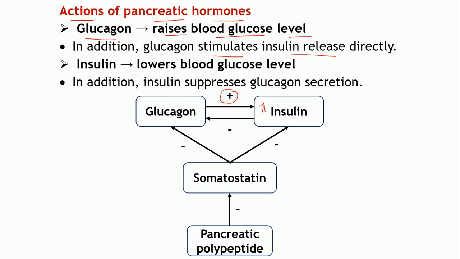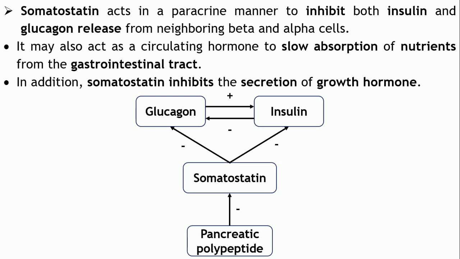Now coming to the second hormone, that is insulin. What is the main action of insulin? That's to lower the blood glucose level. So both these hormones have exactly opposite actions, right? Glucagon raises the blood glucose level, whereas insulin helps in lowering it. Apart from that, insulin has one more action: it inhibits the secretion of glucagon. So insulin will decrease the levels of glucagon. Okay, so these are the actions of insulin.